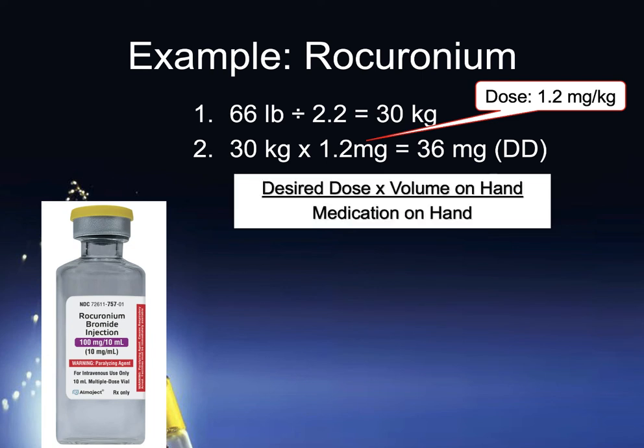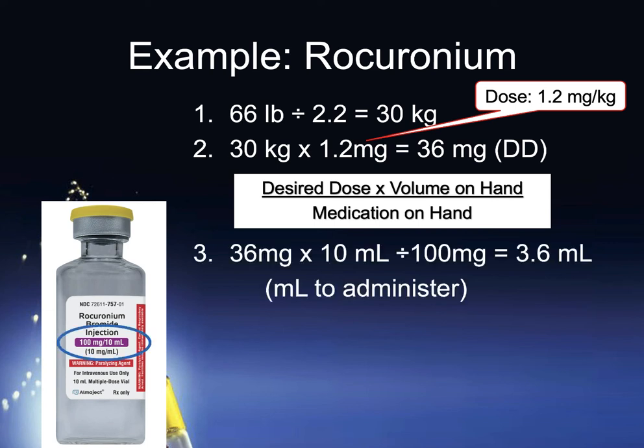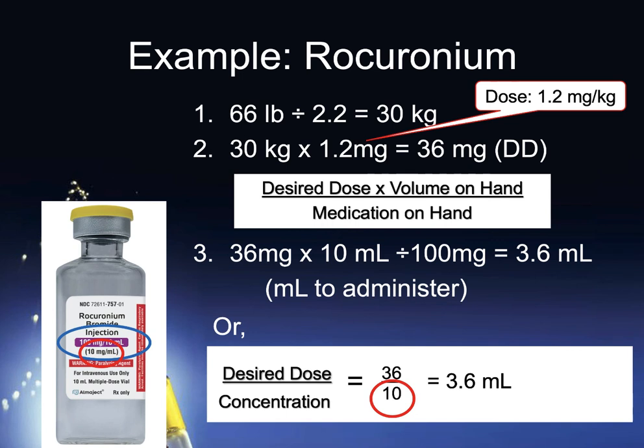Now we know what our desired dose is. We can multiply that times the volume on hand. In this case, we have 10 milliliters. We can divide it by the total medication that we have on hand, which is 100 milligrams in this container, and we know that what we need to draw up is going to be 3.6 milliliters.